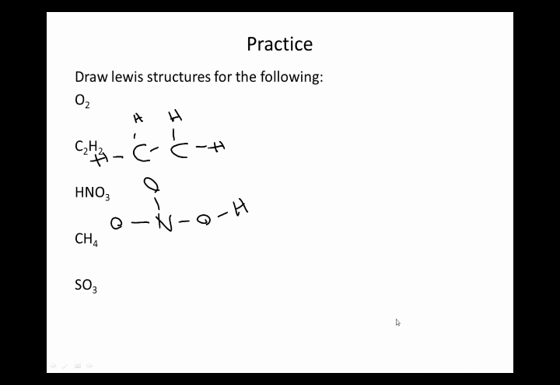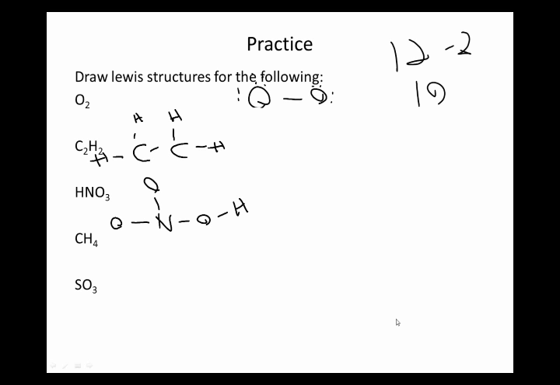So let's start with the first one, O2. We've got 2 oxygens. Each oxygen is providing 6 valence electrons, right? So I have a total of 12 valence electrons to work with. Minus the 2 from the bond that I've made, I've got 10. There's no central atom, so I'm just going to pick one and go with it. 2, 4, 6, 8, 10, oh crap, I'm out. I can't add any more. So I have to make a double bond.